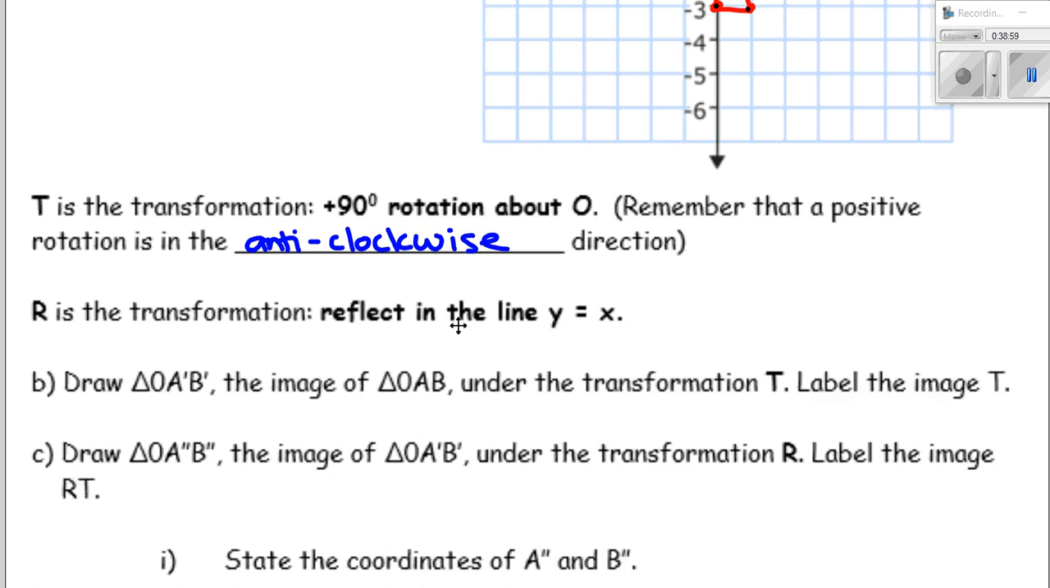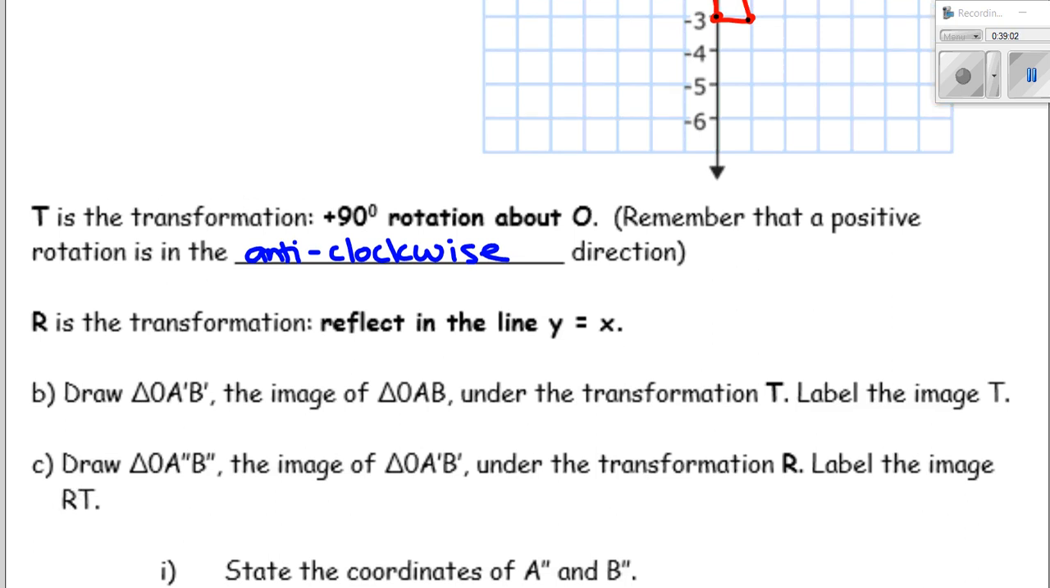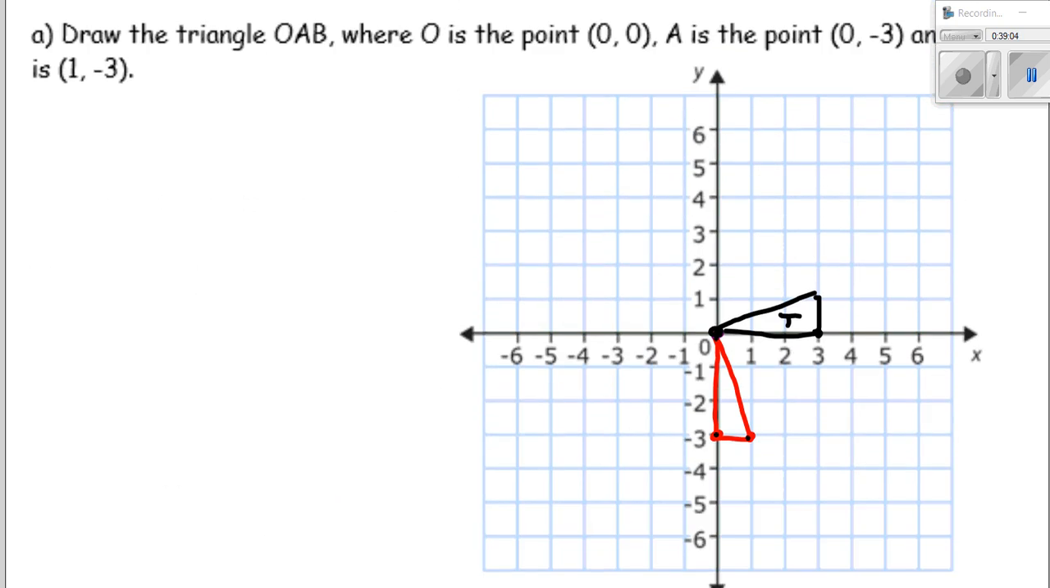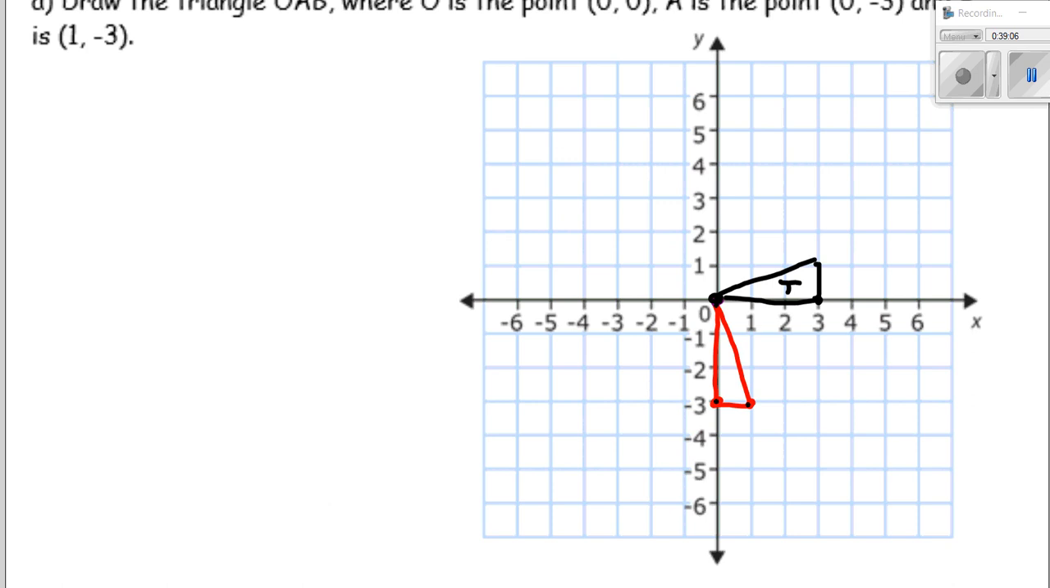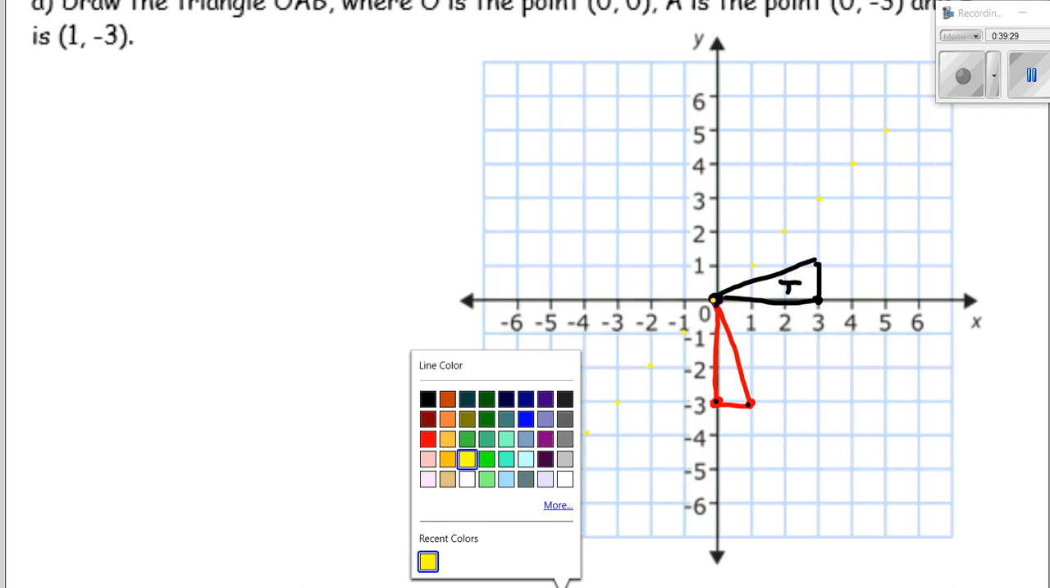R is the transformation, reflect in the line y equals x. You might just be able to see what to do, but I personally love to draw the line y equals x. Just draw it faintly. It's got a y-intercept of 0. It matches up with 1 and 1, 2 and 2, 3 and 3, 4 and 4. Same thing going backwards: -1, -1, -2, -2. It's a diagonal line with a positive gradient, and I would use a ruler to connect those points up.